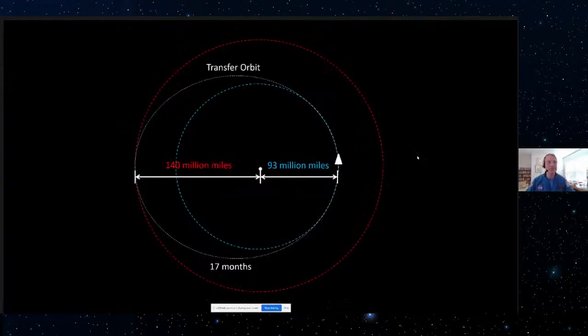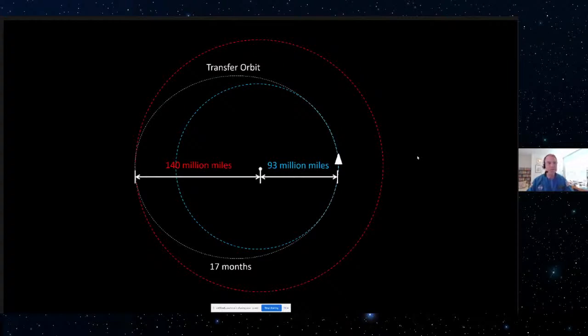Instead, what we have to use is a transfer orbit. So this is an imaginary orbit. You know, you can imagine an orbit of various sizes and shapes. This is an ellipse around the sun that just barely kisses the orbit of the Earth when it's at its closest point to the sun, and just barely kisses the orbit of Mars when it's at its furthest point from the sun at 140 million miles.